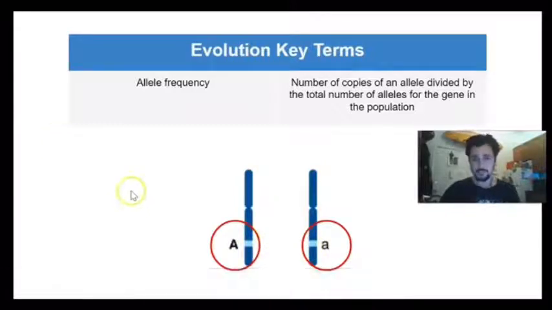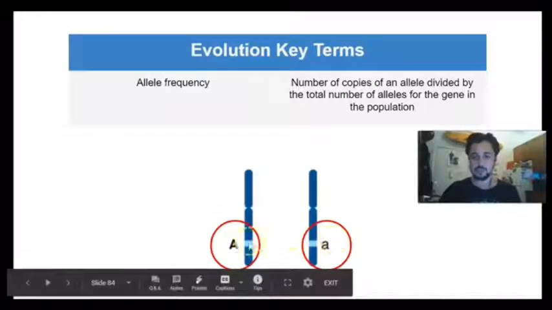So the allele frequency is the total number of copies of an allele divided by the total number of alleles for the gene in the population. So in this case, we have two alleles, but we only have one dominant and one recessive. So the frequency of the dominant is 50% because half of these alleles are dominant, and the frequency of the recessive is 50% because half are recessive, right? Because only one's recessive. In this case, we have two alleles.